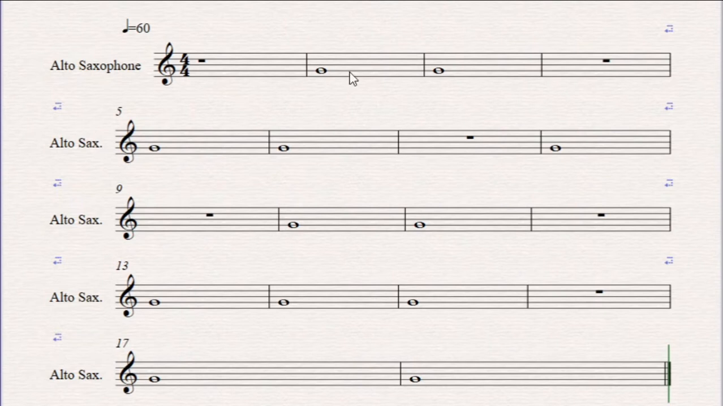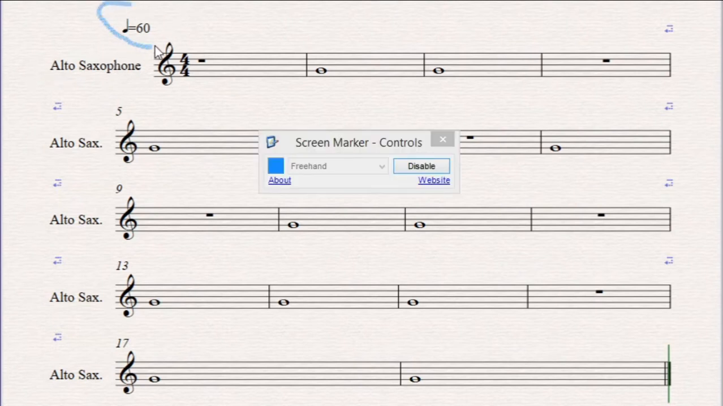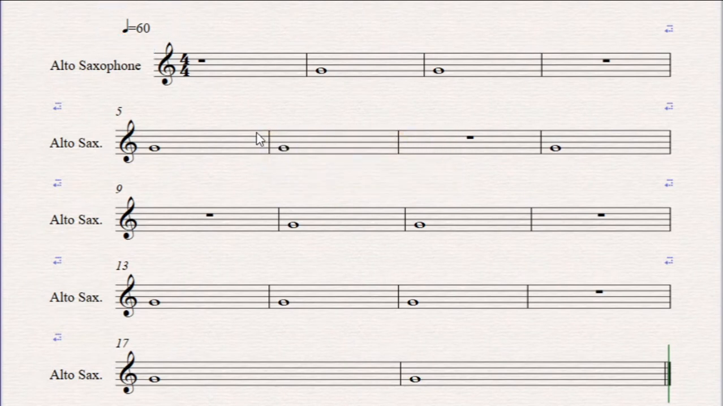So if we look on this score here, we will recognize that I wrote alto saxophone. You could use your tenor as well if you have a tenor, okay? If you notice, there is a marking right here. This mark signifies how fast you should play the piece of music that you're playing. So this is playing at 60 beats per minute. All right.